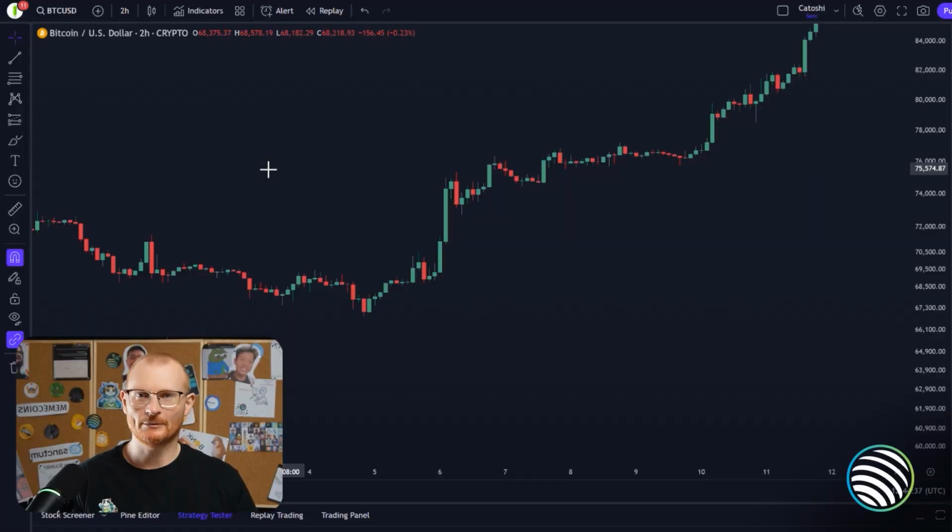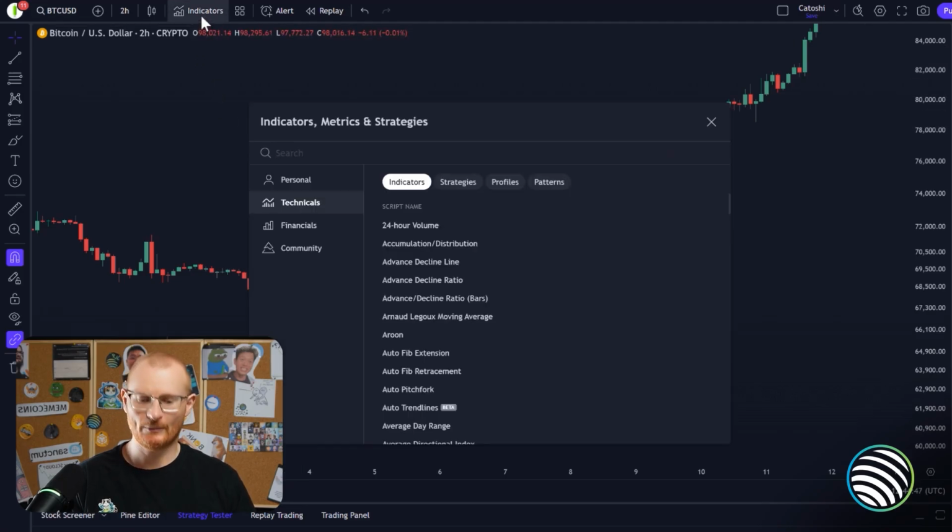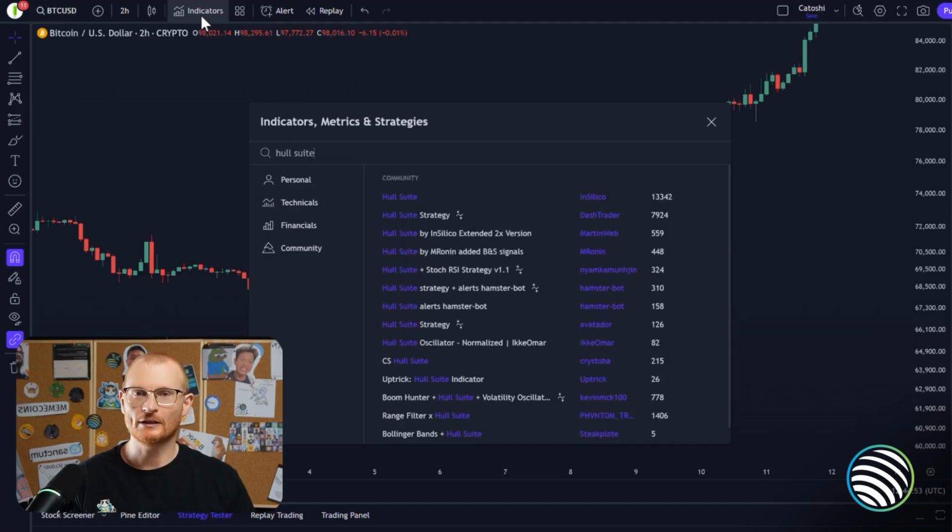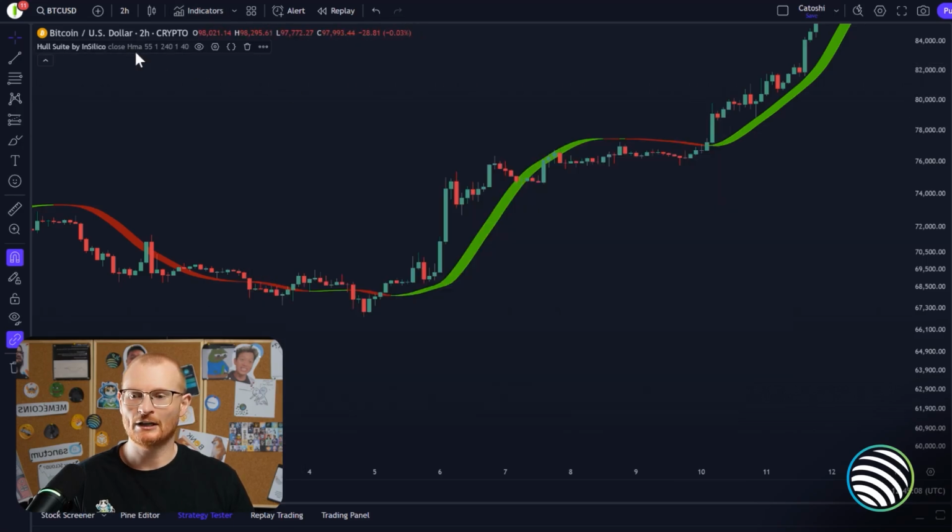Layer 1 is momentum, so open TradingView and find the Hull Suite by In Silico indicator. Here's the exact setup. Come up the top here and click on Indicators, and then just type in Hull Suite. You can see the first one here, Hull Suite. I like to favorite it and then just click on it. Close out of this, come up right up here, and then just click on the cog for the settings.